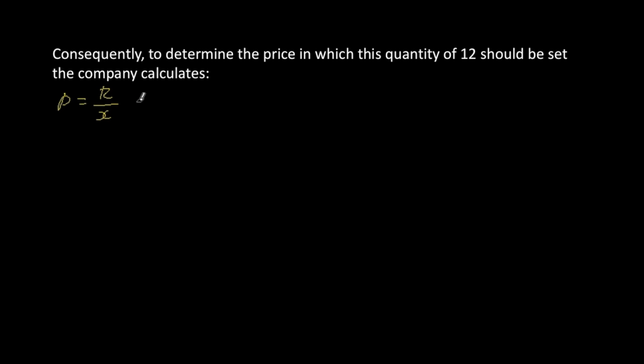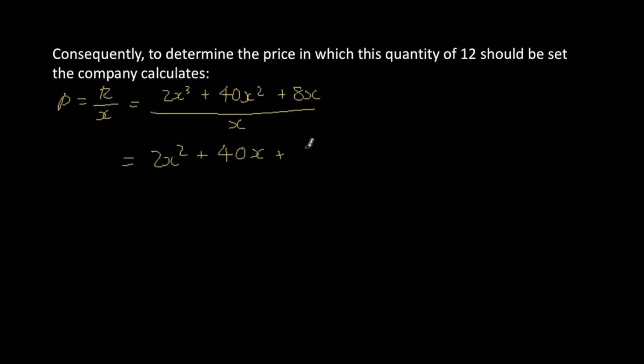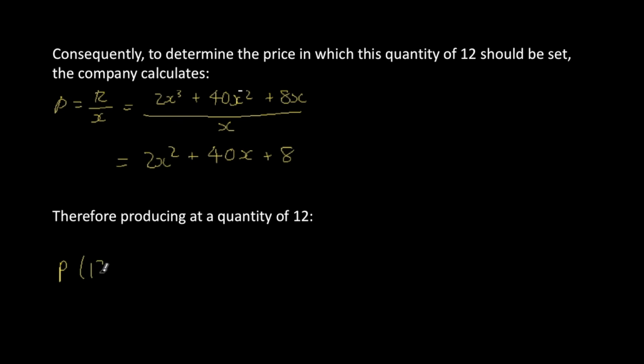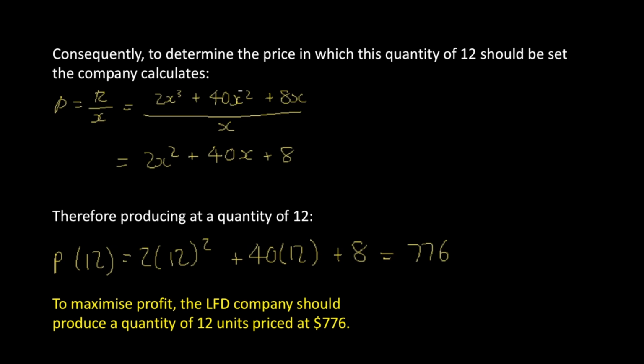This is the quantity at which to produce in order to maximize profit. Consequently, to determine the price at which the quantity of 12 should be set, the company calculates R over x, equal to 2x cubed plus 40x squared plus 8x over x, which is 2x squared plus 40x plus 8. Therefore, producing at a quantity of 12, P of 12 is equal to 2 times 12 squared plus 40 times 12 plus 8. In conclusion, to maximize profit, the firm should produce a quantity of 12 units priced at $776.